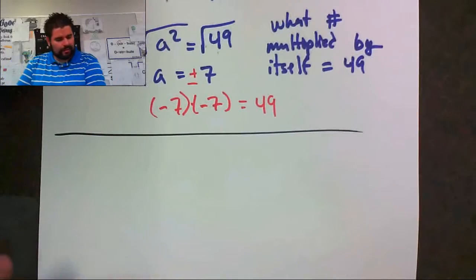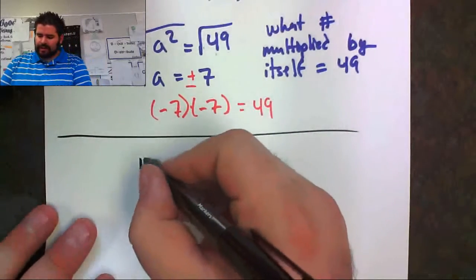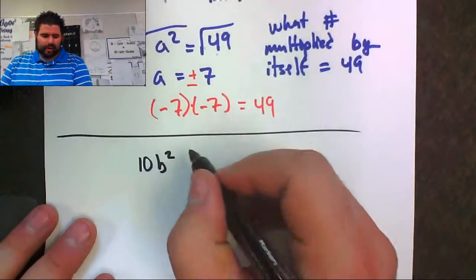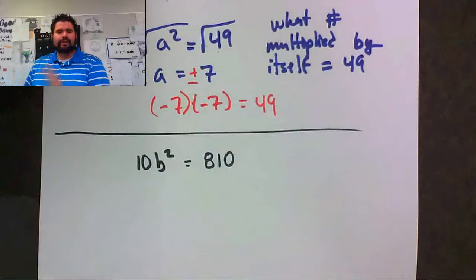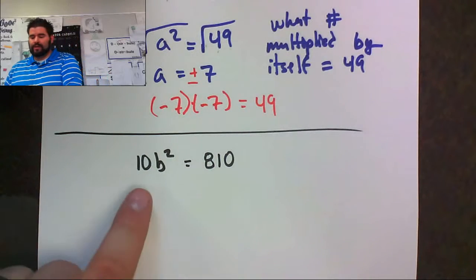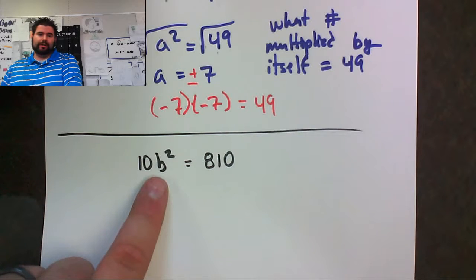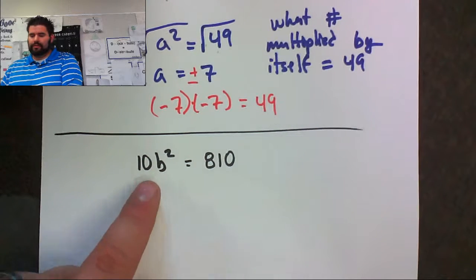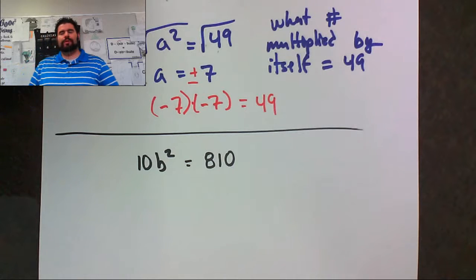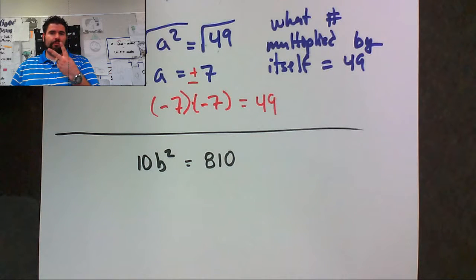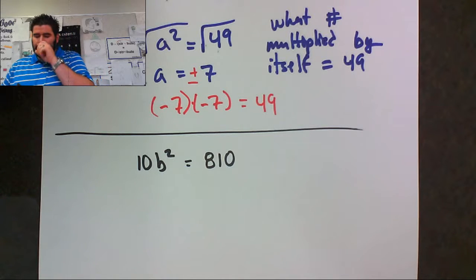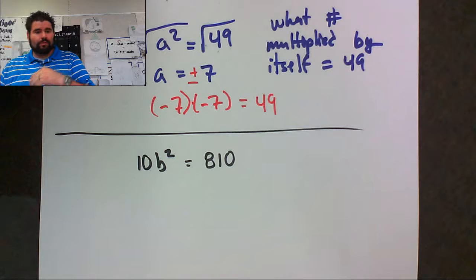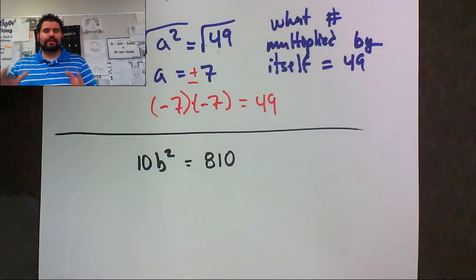Let's try 10 times b squared equals 810. So this time I upped my game a little bit. Now I have a number multiplying the variable squared, and it's equaling something on the other side. So this is now what we call a two-step equation, or a multi-step equation, and we need to do something before we square root. This all goes back to the inverse operations and the order of operations.